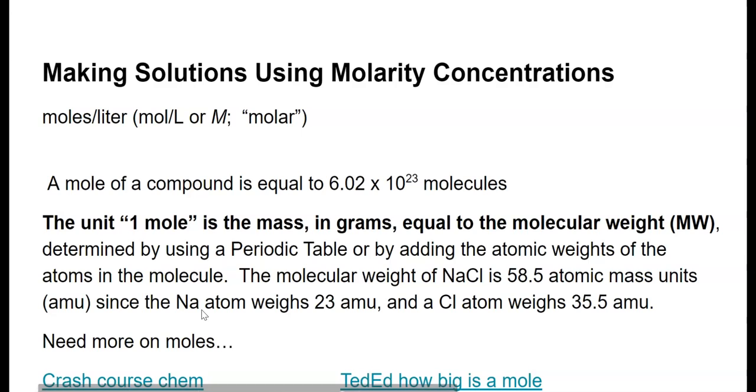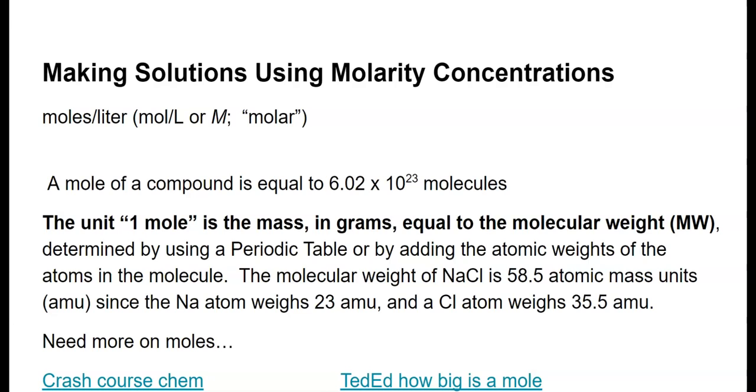So if the molar mass or molecular weight of sodium chloride is 58.5, because I added 23 to 35.5, that's in atomic mass units. But if I want to know the mass of 1 mole of salt, I just make that grams. So 58.5 grams of sodium chloride means that I have 1 mole of sodium chloride. That's it. It doesn't have to be scary or complicated.